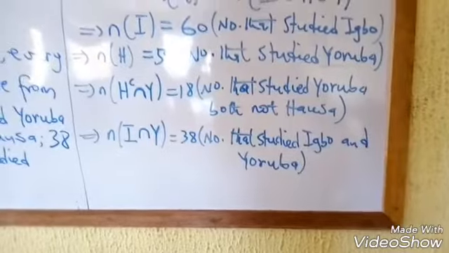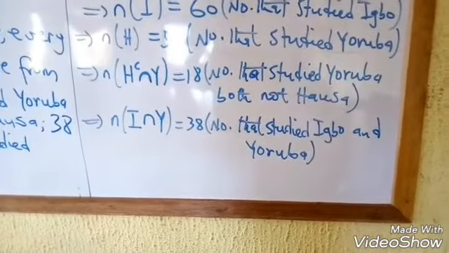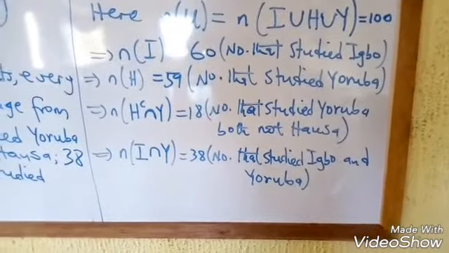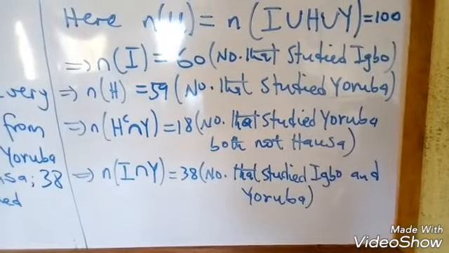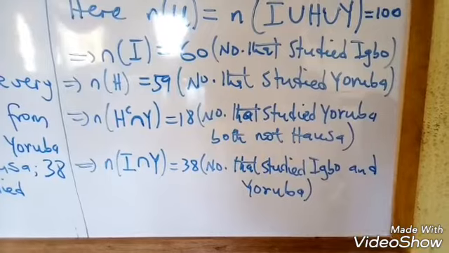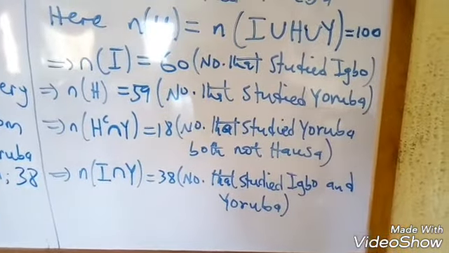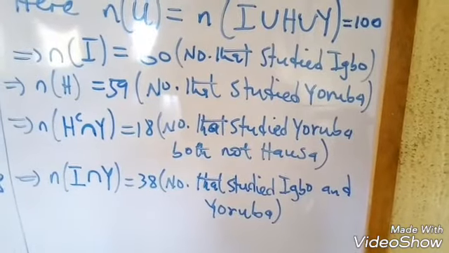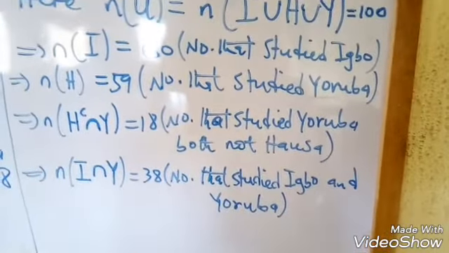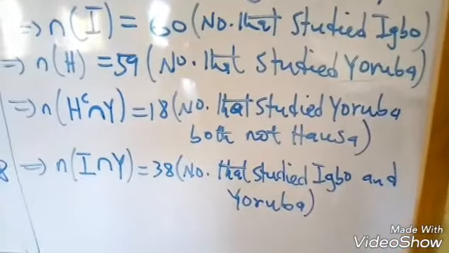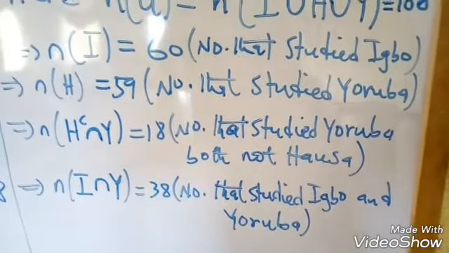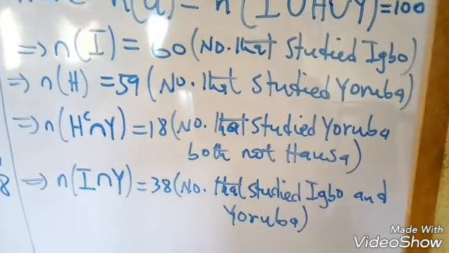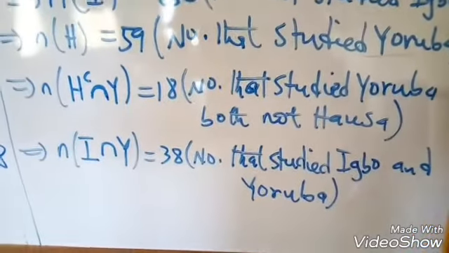That is why in a Venn diagram, we are not going to draw the rectangle because there is no need. It will be equal to what? N of I union H union Y equals 100. Now, from what we have written earlier, N of I will be 60, the number of students that studied Igbo. N of Y is 59, the number of students that studied Yoruba.